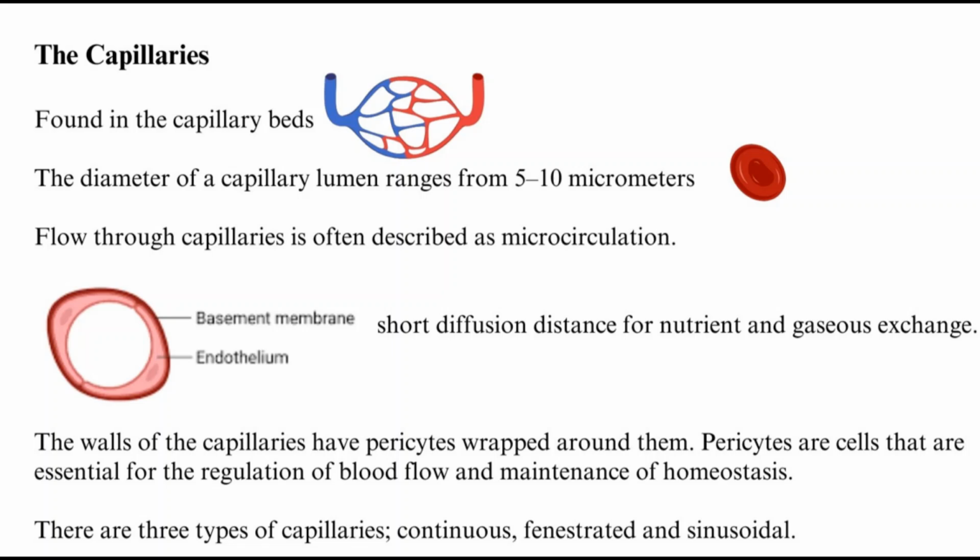Capillaries consist of one layer of endothelium and its concordant basement membrane. They are specially adapted to provide a short diffusion distance for nutrients and gaseous exchange. The walls of the capillaries have pericytes wrapped around them. Pericytes are cells that are essential for the regulation of blood flow and maintenance of homeostasis. These capillaries are of three types: continuous, fenestrated, and sinusoidal.